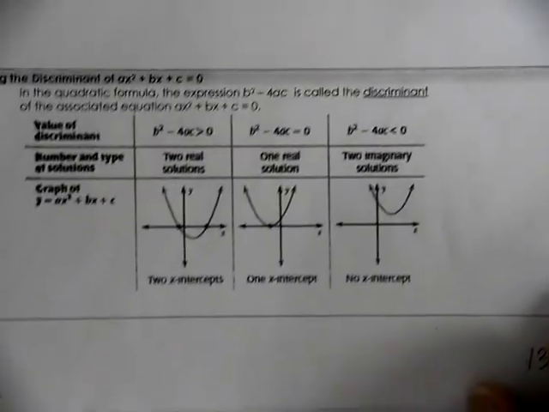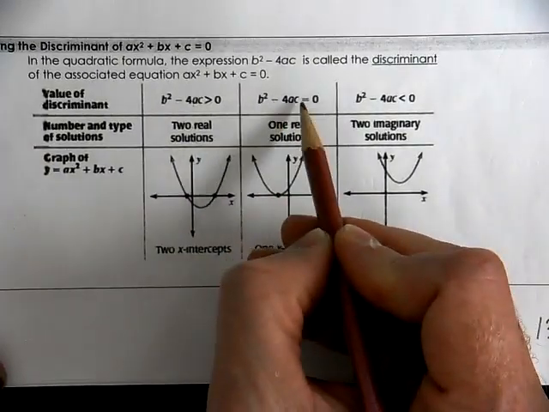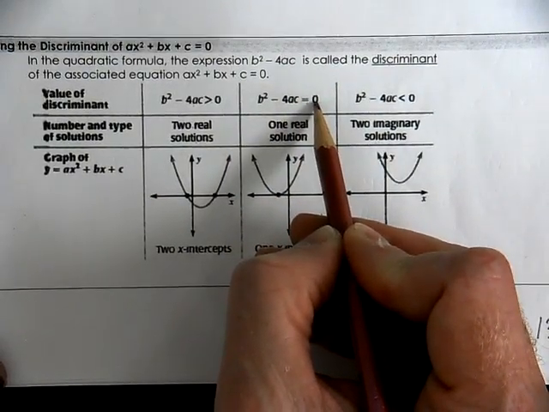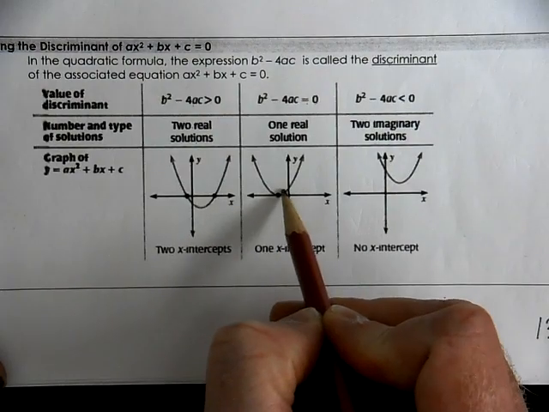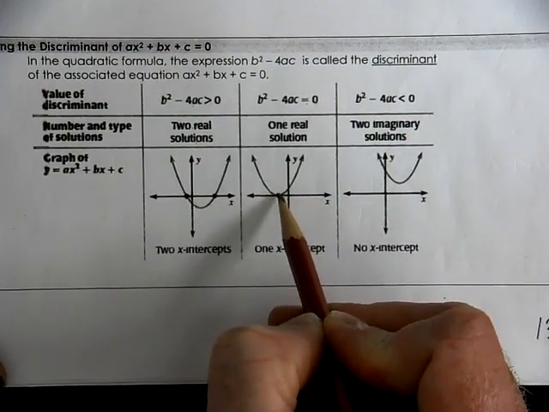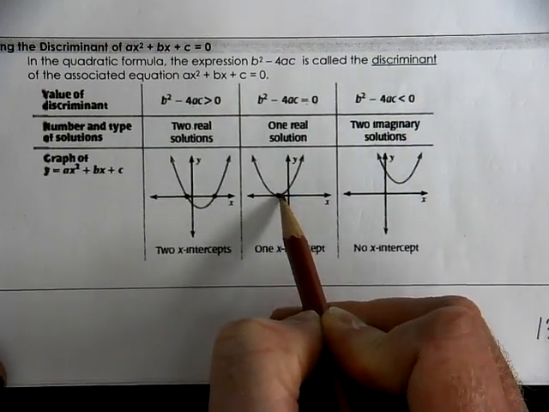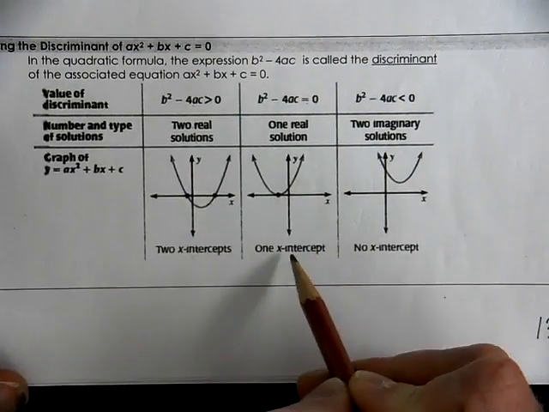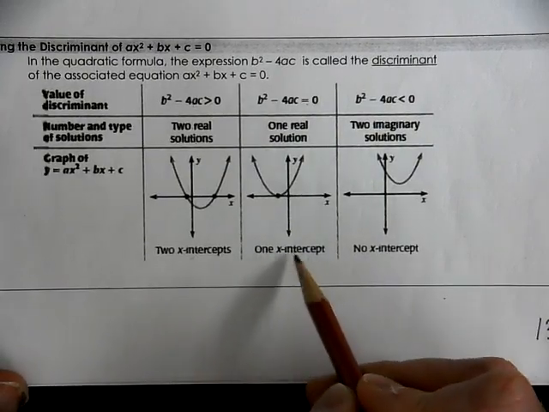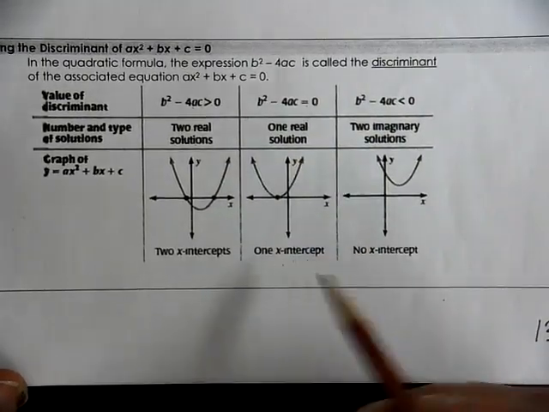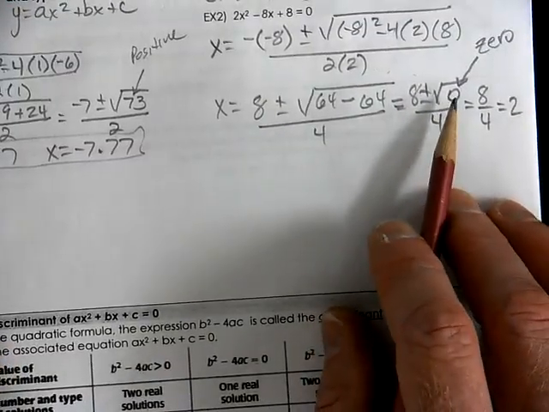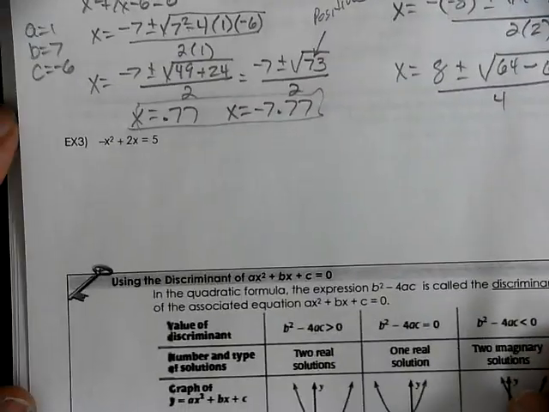So when you look down here in these notes, when the discriminant b squared minus 4ac equals 0, you would expect your quadratic to be touching the x-axis at exactly 1 point. So that means the vertex is on the x-axis. You have one real solution, one x-intercept. That's when you have a 0 in the square root. Let's try this one.